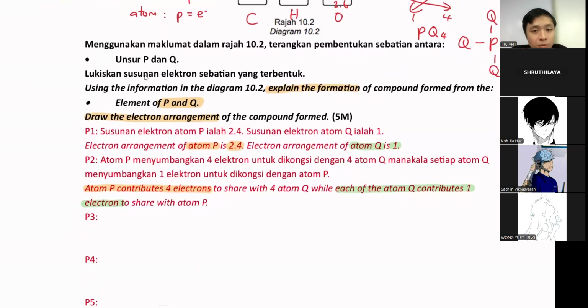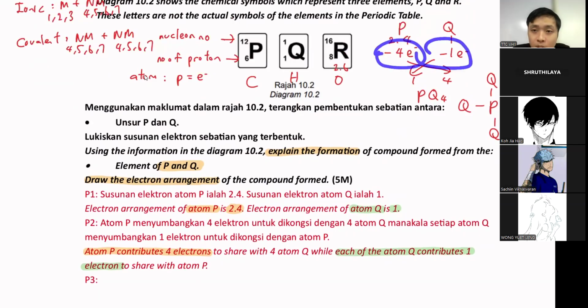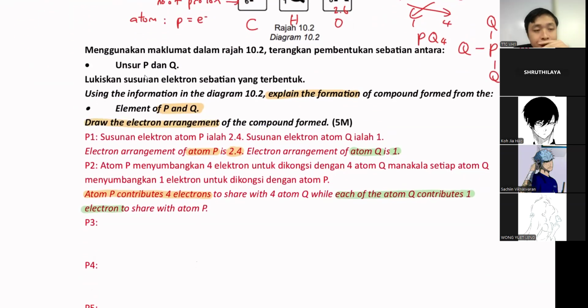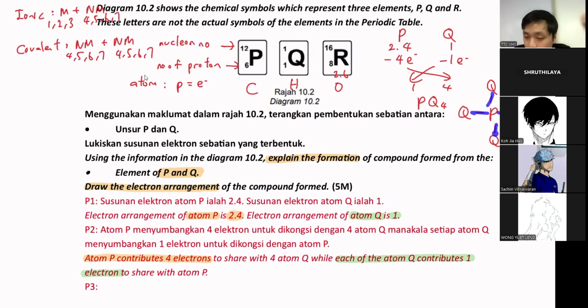The writing got 4 marks, drawing got 1 mark. First point, electron arrangement. Second point, how many electrons each contributes to share. Then, as we analyzed here already, each one of them contributes how many. The third point, you talk about the sharing. They share electrons to form what kind of bond? Now, notice what kind of bond forms?